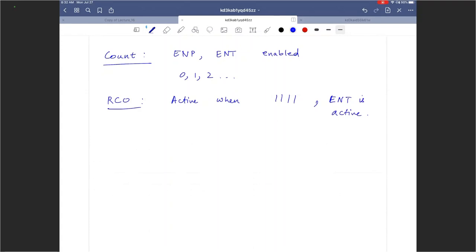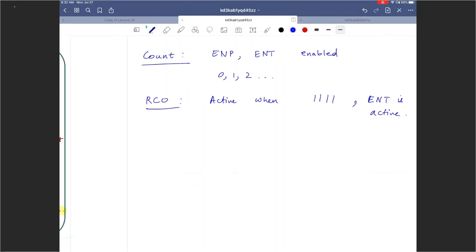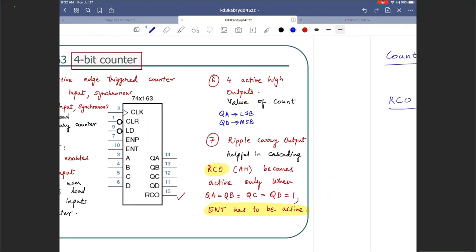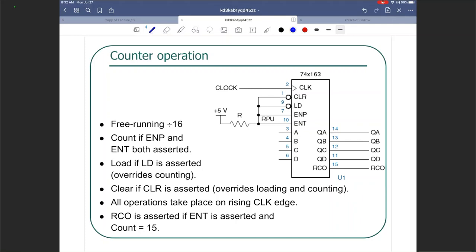All right, so these are summarized later on as well. We'll take a look at that. Okay, so let's move on. We talked about the counter and how it goes. Let's see. So let's take a look at some counter operations.